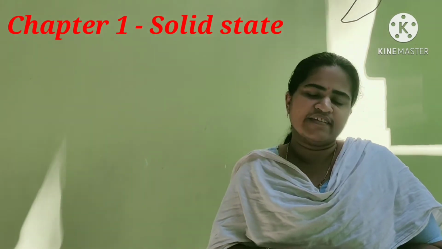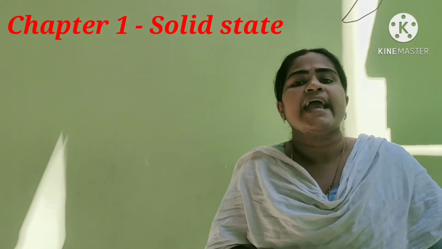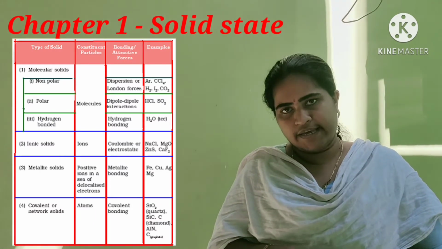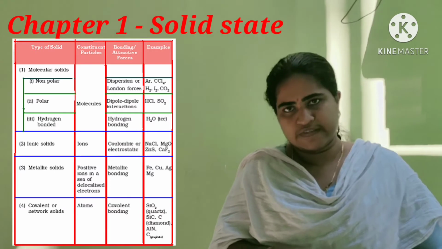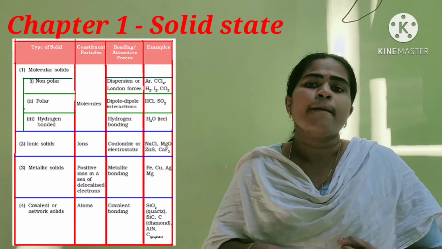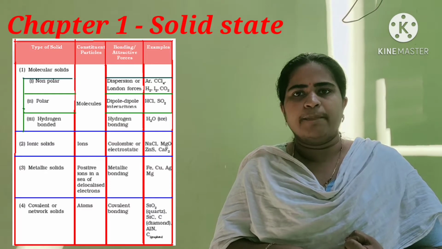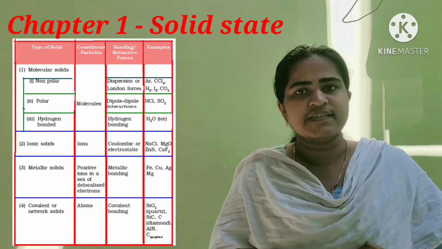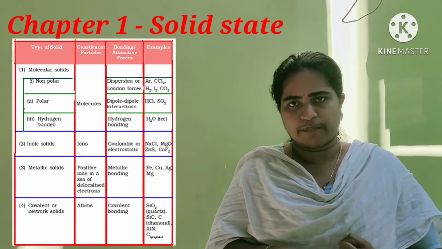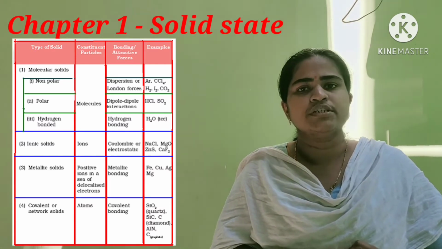Again, we classify solids according to the constituent particles and the force of attraction existing between them. The first classification is molecular solids. Here, the constituent particle is molecules. It is again subdivided into three types. The first one is non-polar molecular solids. Here, the particles are the molecules of noble gases or non-polar substances, example Cl2, H2, etc. Here, the force of attraction is London force or dispersion force.